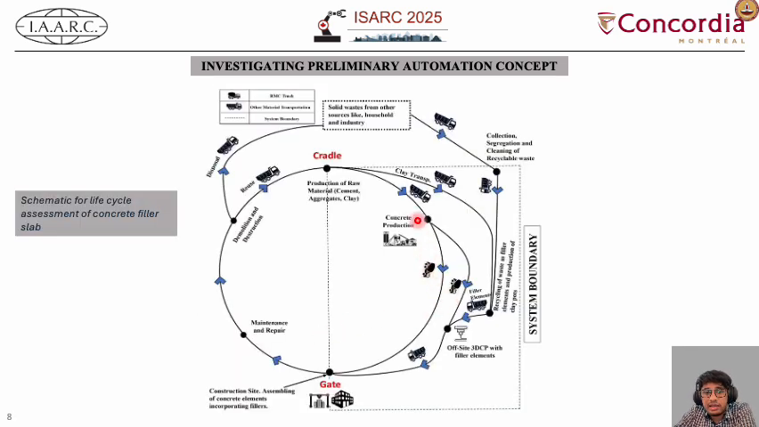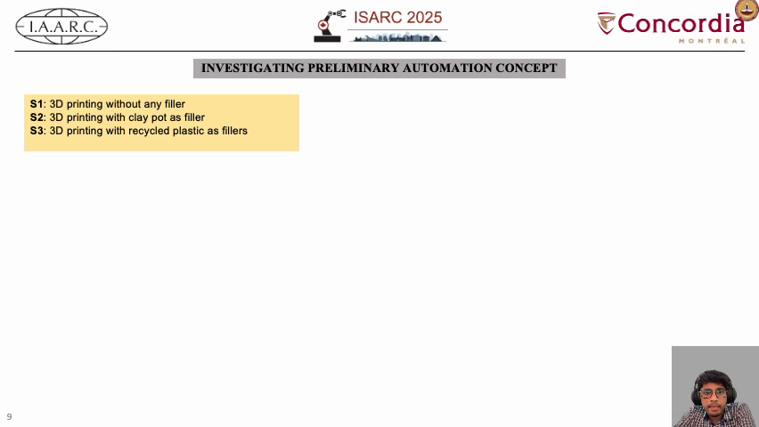To investigate the carbon emissions of the process, this is the system boundary. We took a cradle-to-gate approach, in which we started with the production of the raw materials, then the transportation of the raw materials to the different subsequent facilities, then the transportation of the fillers to the offsite 3D printing plant, and then the final product will be transported to the construction site. So this is the cradle-to-gate approach that we took for the carbon emission assessment.